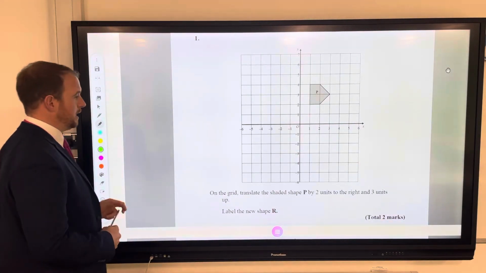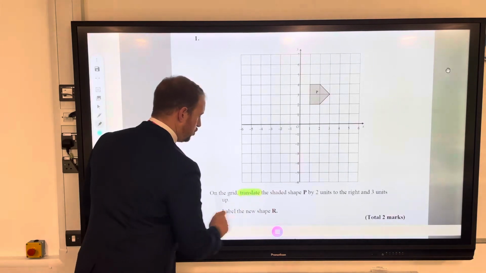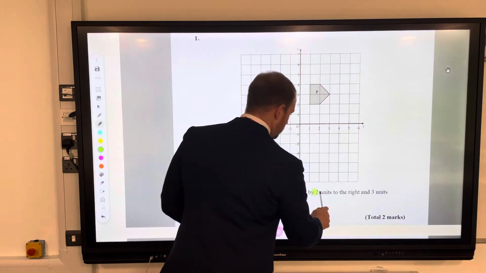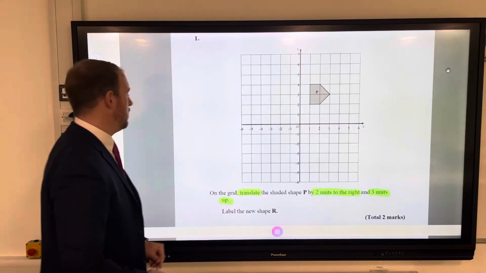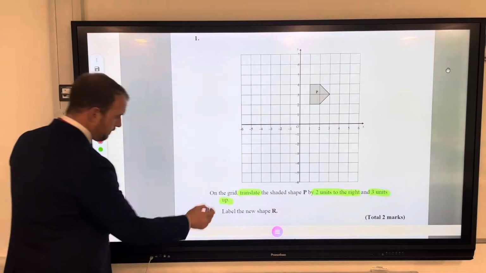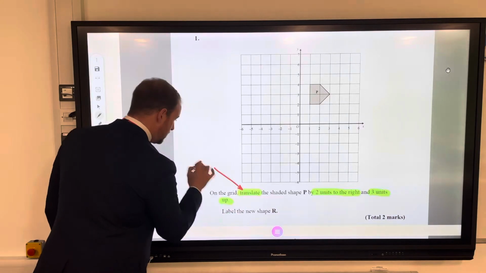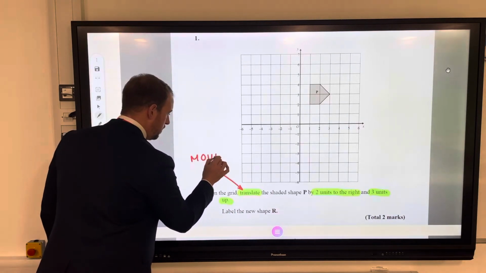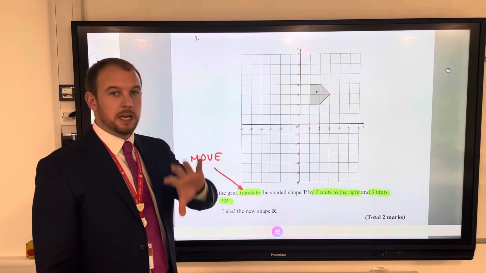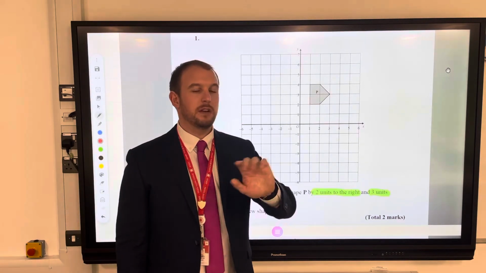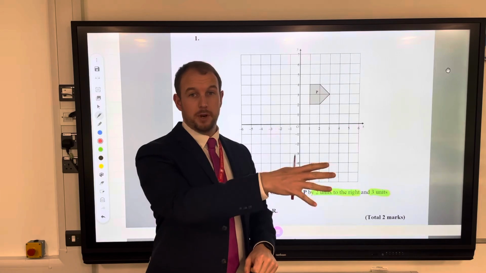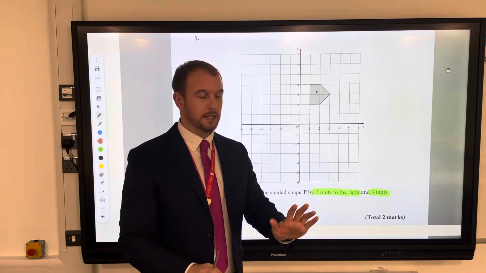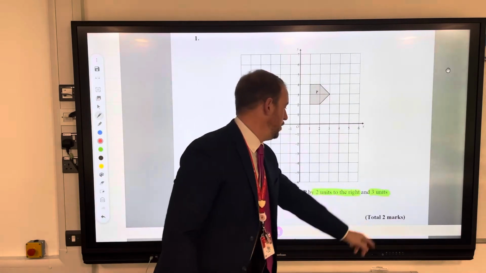So let's get a highlighter. So this keyword translate, 2 units to the right and 3 units up. Okay, this word translate just means move. It doesn't mean twist or rotate. It doesn't mean reflect. It just means move. Pick it up, put it somewhere else. Easy as that. You'll see it's with 2 marks.